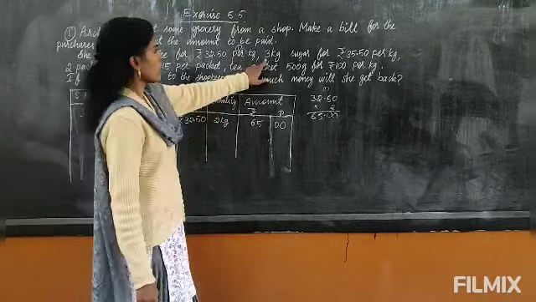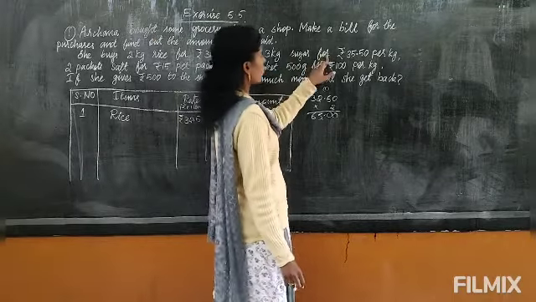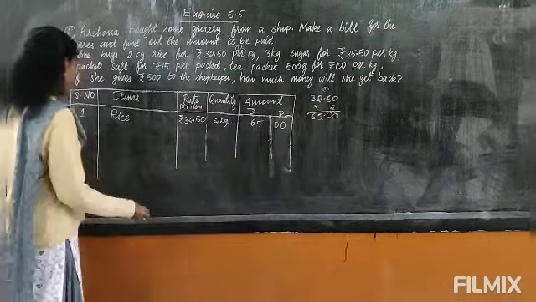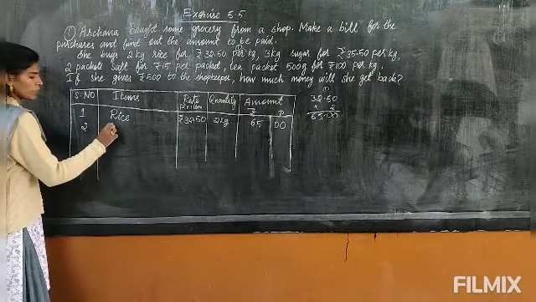Next one, 3 kg of sugar for 35.50 per kg. Okay, she is buying sugar. Second item is sugar.